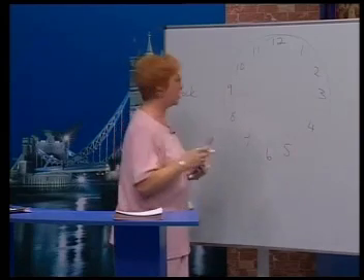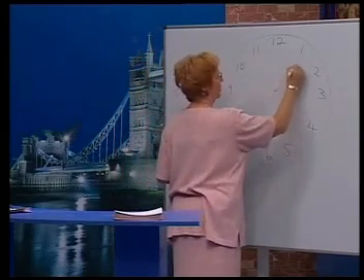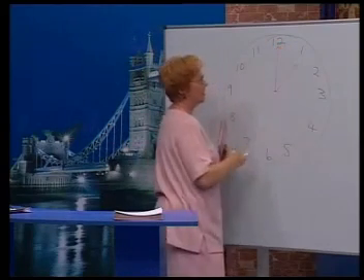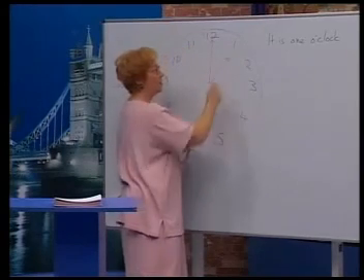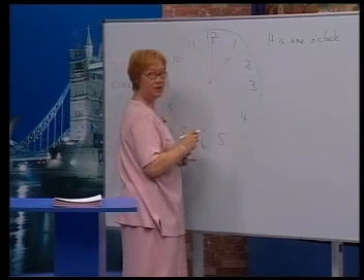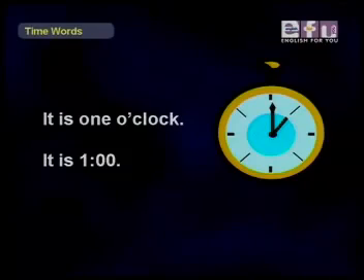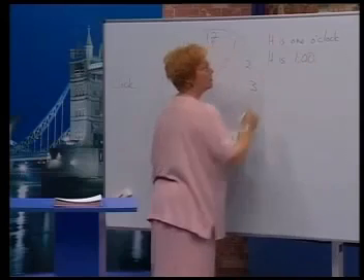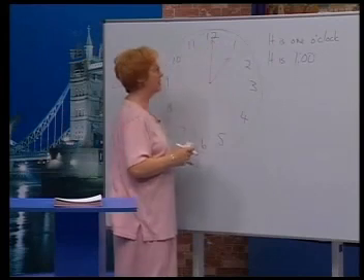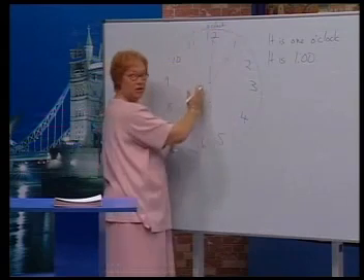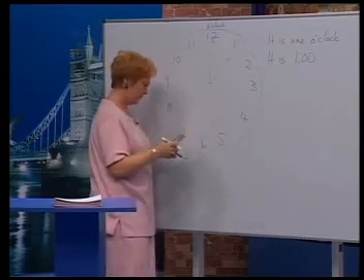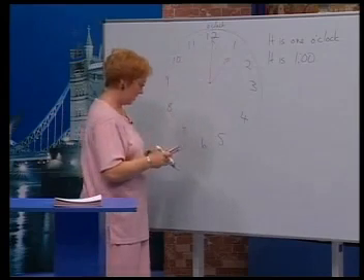Now, first example, we're going to do it like this. Now, we can say for this, it is 1 o'clock. Or we can say, easy, it is 1 o'clock. Now, we only say o'clock when it's here. Only here. 1 o'clock. All right?